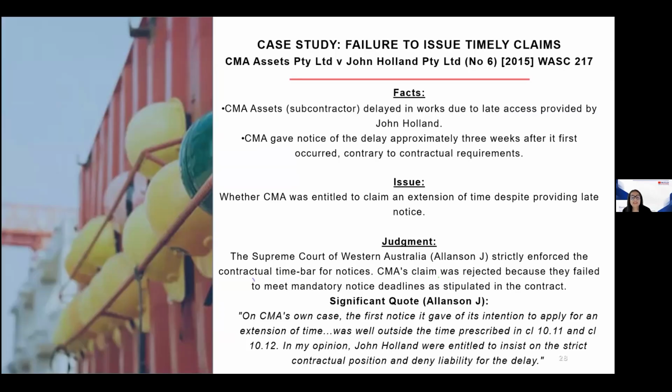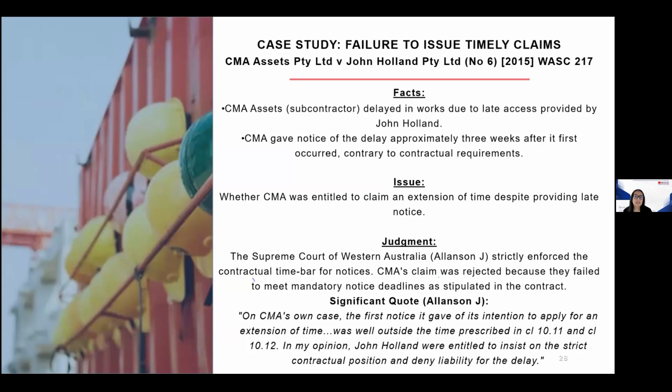This is a case, CMA Assets versus John Holland. What this case shows is the courts enforcing notice regimes ruthlessly. CMA Assets, being a subcontractor, was delayed in works due to late access provided by John Holland. CMA gave notice of the delay 3 weeks after it first occurred, contrary to the contract.